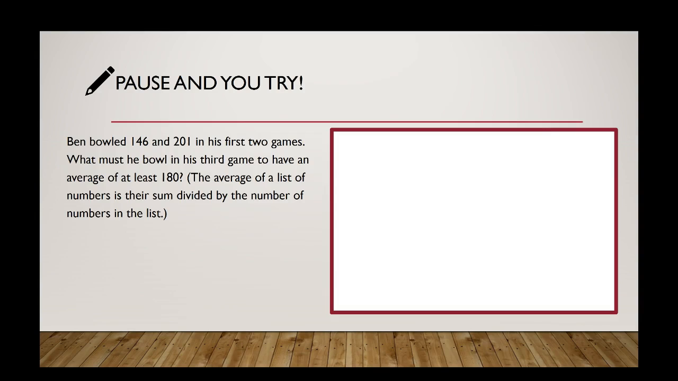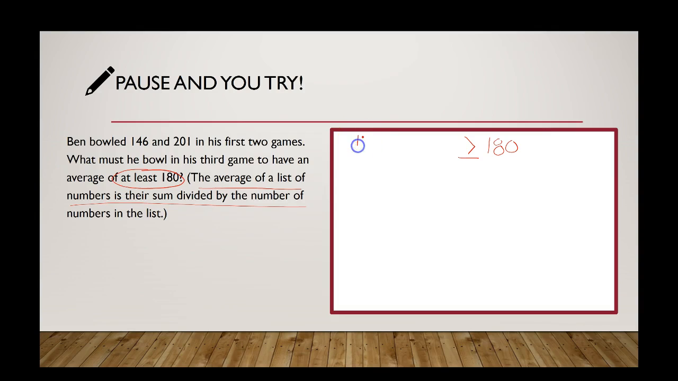All right, this one's slightly different, but not in the sense that we're looking at an at least. So at least that would be greater than or equal to 180. So he wants his average bowl to be 180 or better. So Ben bowled 146, 201 his first two games, and we're trying to figure out that third game. So this one was reviewing here with this average. So the average is, then you add them all up, divide by however many numbers.